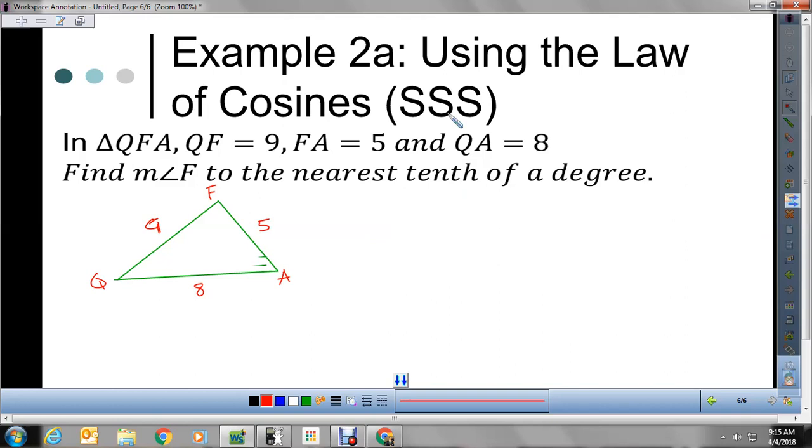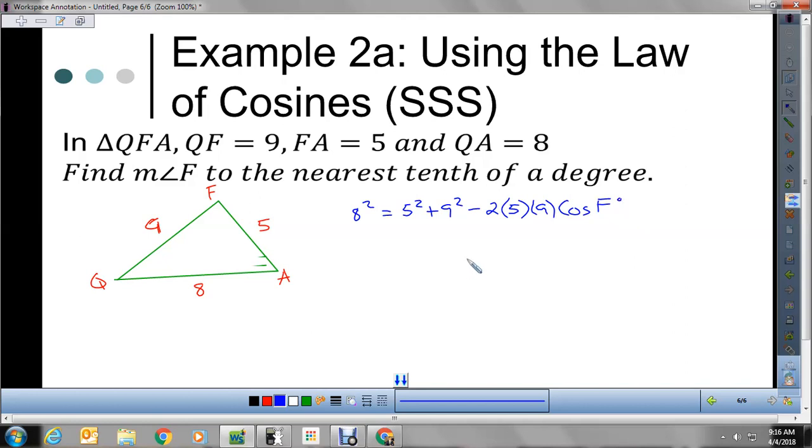Now as we set this up, we're going to take the side that is across from the angle we're looking for. We're looking for angle F, that means the side 8. So this 8 goes on the outside. 8 squared equals the other two sides squared: 5 squared plus 9 squared minus 2 times 5 times 9, whatever you squared over here, you're going to put right here, times the cosine of, this is going to be angle F.